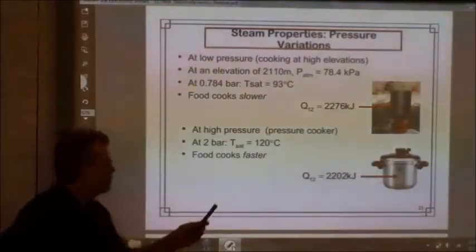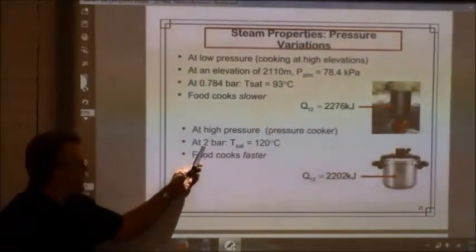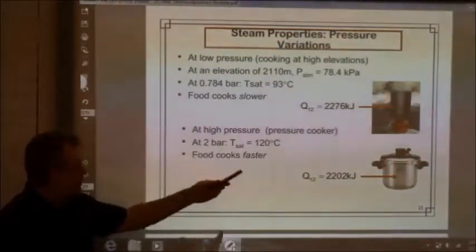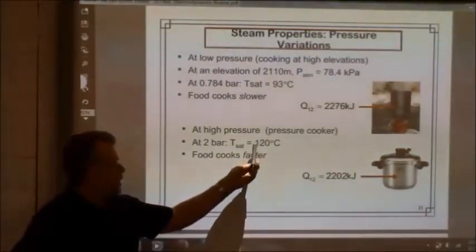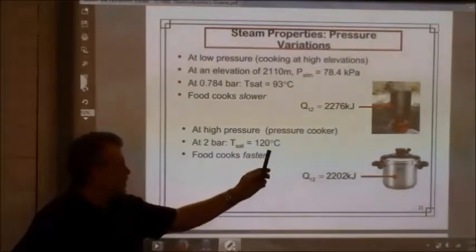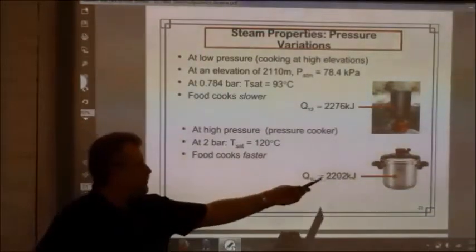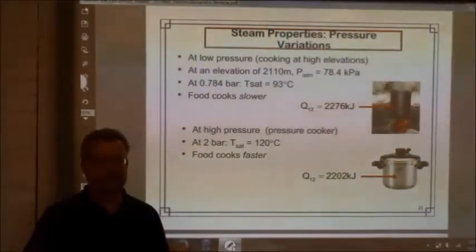At high pressure, for instance, at 2 atmospheres, here in this pressure cooker, our boiling temperature is 120 degrees C. Food cooks faster, and you can see that it uses less energy.